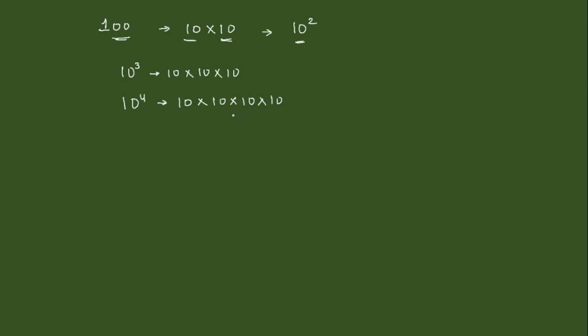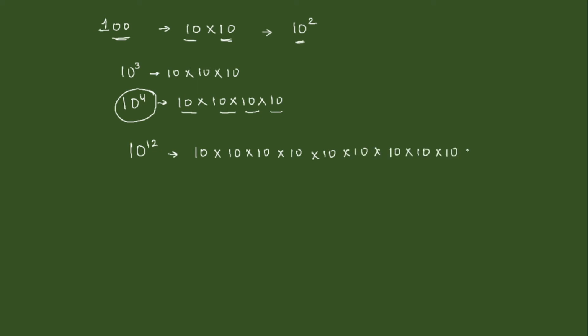Now, you can see, instead of writing 10 into 10 into 10 into 10, it is easier to write 10 raised to the power 4. Similarly, if you write 10 raised to the power 12, that actually means you are multiplying the number 10 for 12 times, which is very tedious and time consuming. So 10 raised to the power 2, 10 raised to the power 3, 10 raised to the power 4 are a much easier way, and this is called exponential form.